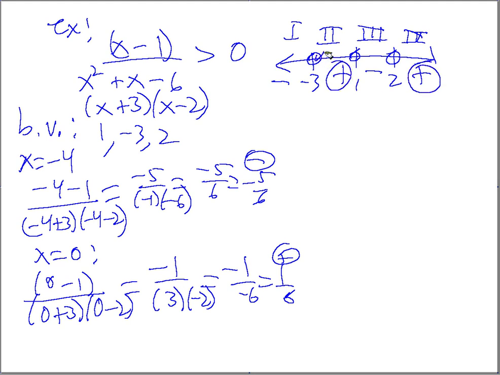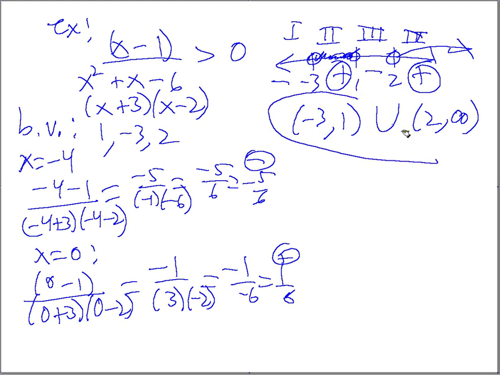So the solution will be between negative 3 and 1, not including those endpoints, and 2 to infinity. So interval notation will be negative 3 comma 1, parentheses since we're not including them, union with 2, not including 2, to positive infinity. Okay, so this is my solution then. So again, get comfortable with how to create the sign chart. The key is to figure out the boundary values, test them out, be more careful with the quotient situation, but the theme is basically the same.